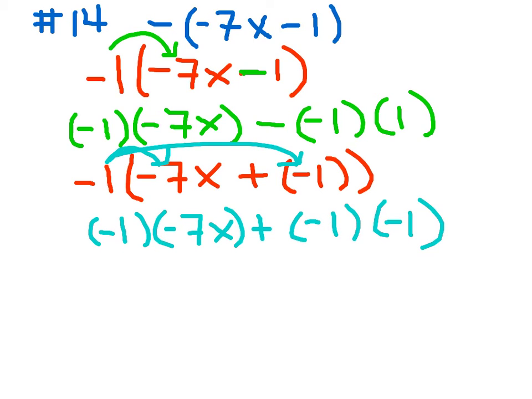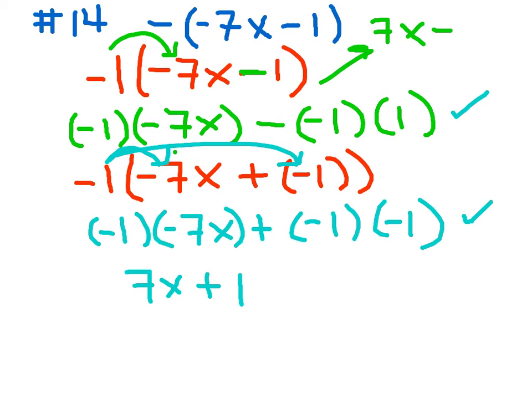No matter which way I think about it, I end up with exactly the same thing. A negative times a negative is a positive, so I end up with 7x plus, and negative times a negative is a positive, so 1. And if I look at the green way, I would have ended up with 7x, because negative times a negative gives me a positive, and then minus a negative times a positive would have given me a -1, but that gets rewritten as 7x plus 1. So either way, I get exactly the same answer.